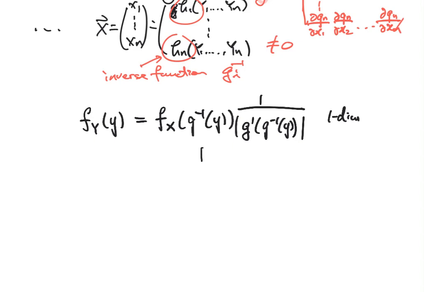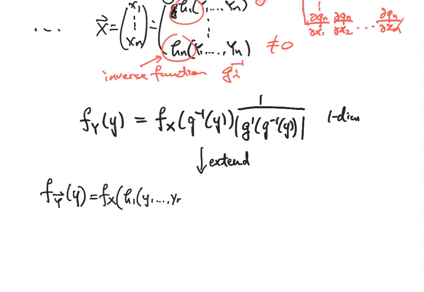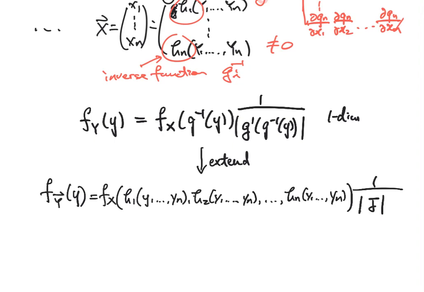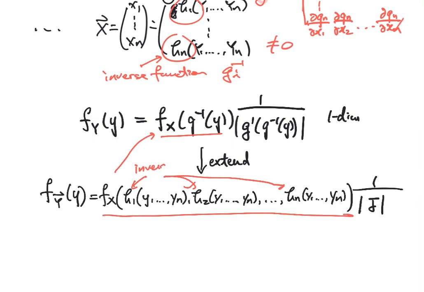And then you can extend it to the n-dimensional case as follows. The joint density function of Y can be written as f_S evaluated at h1(y1, ..., yn), h2(y1, ..., yn), up to hn(y1, ..., yn), and then 1 over the absolute value of the determinant of the Jacobian. So how do you understand this extension? The first term is just like the first term in the one-dimensional case, which is the joint density function of S, evaluated at the inverse of y1, y2, yn. Remember, h1, h2, hn is just your inverse.